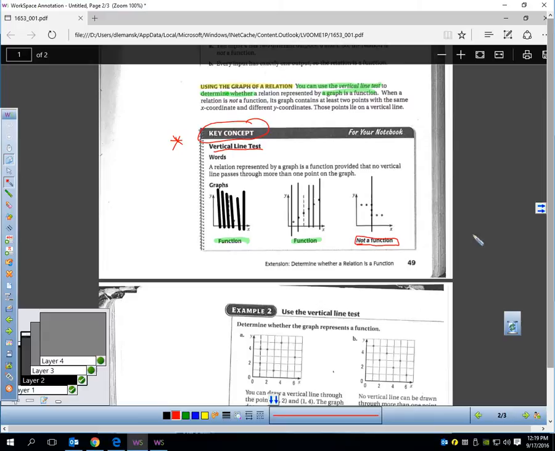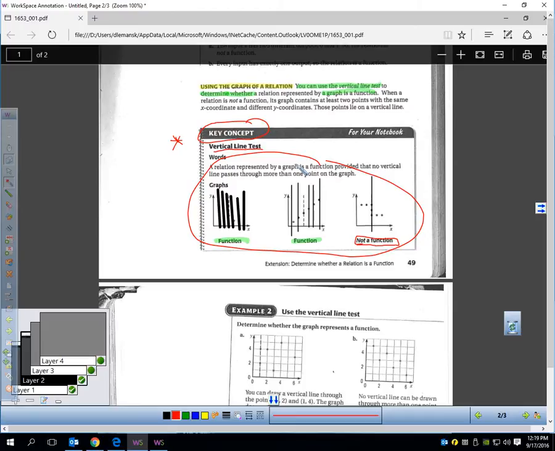So you ought to be able to look at a table quickly, a relation in a table, and quickly tell if it's a function or not. And you ought to be able to look at a picture of a graph and in seconds be able to determine, is it a function or is it not? Okay?